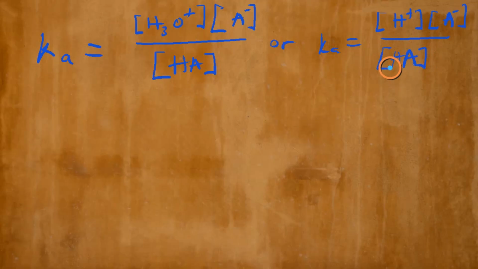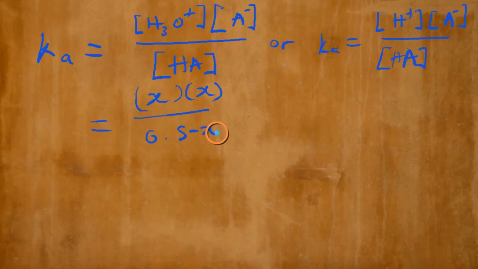So this is what we then have. But we already said something about what these values are. That H3O is an X, so we can make it an X. That A again is an X. And at the bottom, we know what the value is. We said 0.5 minus X, right?